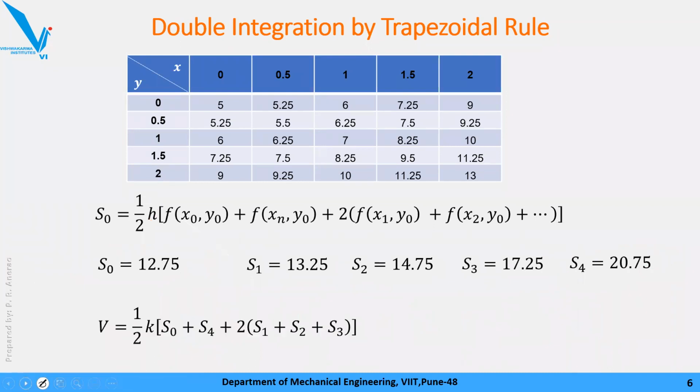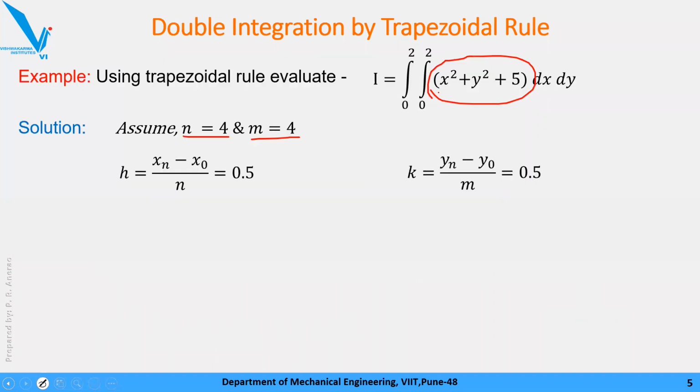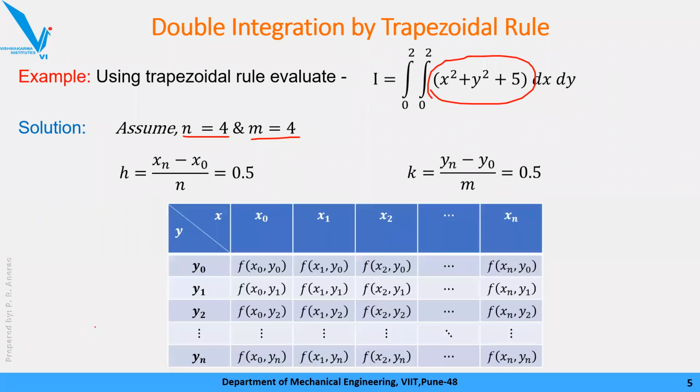Okay, so if you do that, the value comes as 31. So the integration of this function x square plus y square plus 5u over the limit 0 to 2 for x, 0 to 2 for y, answer appears to be 31.